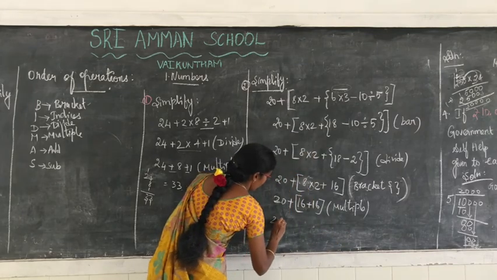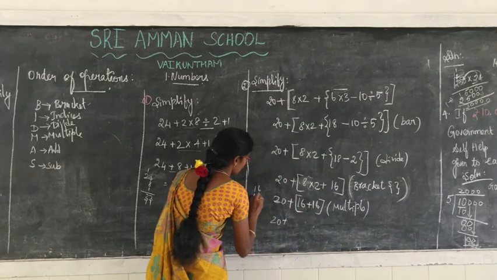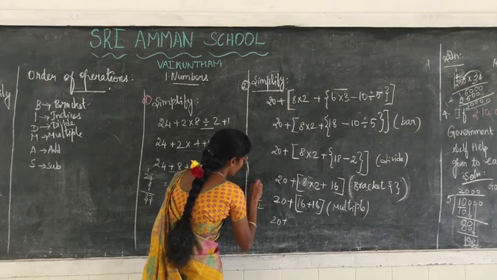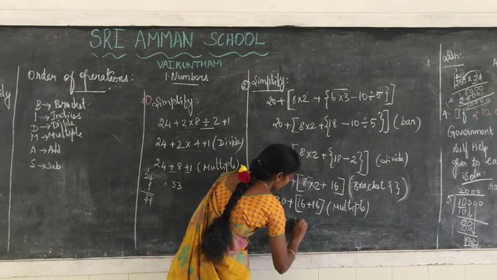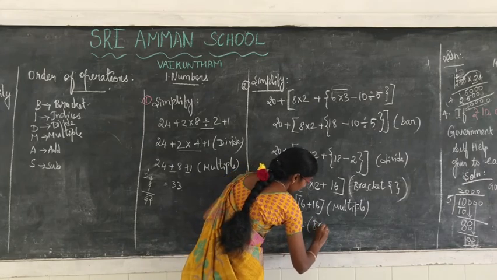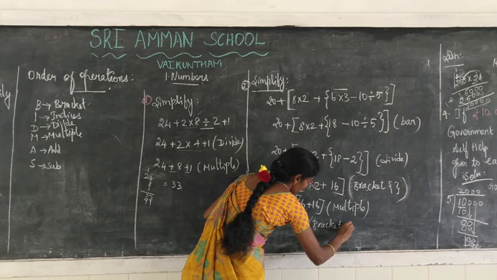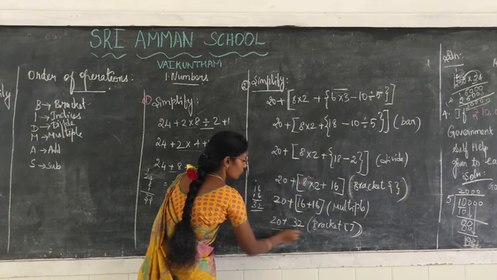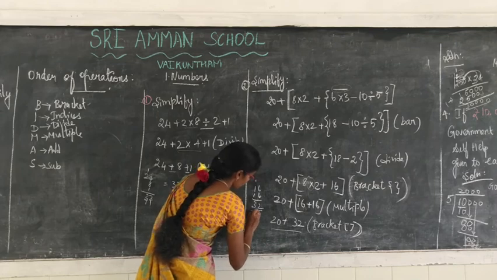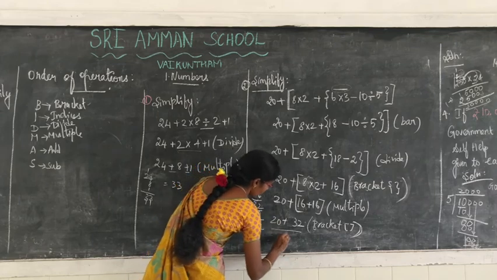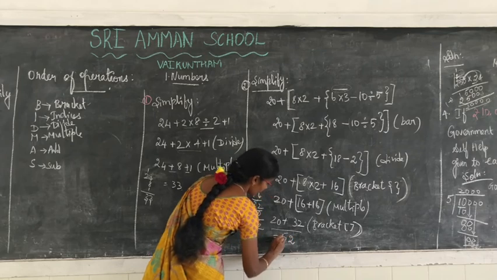So the next one, we have to complete the bracket. 16 plus 16. 6 plus 6, 12. Balance 1. 1, 2, 3, 32. So 32. So we did the bracket. Curly bracket. So the next one we have to add. So 20 plus 32. 3 plus 2, 5. So the total answer is 52.